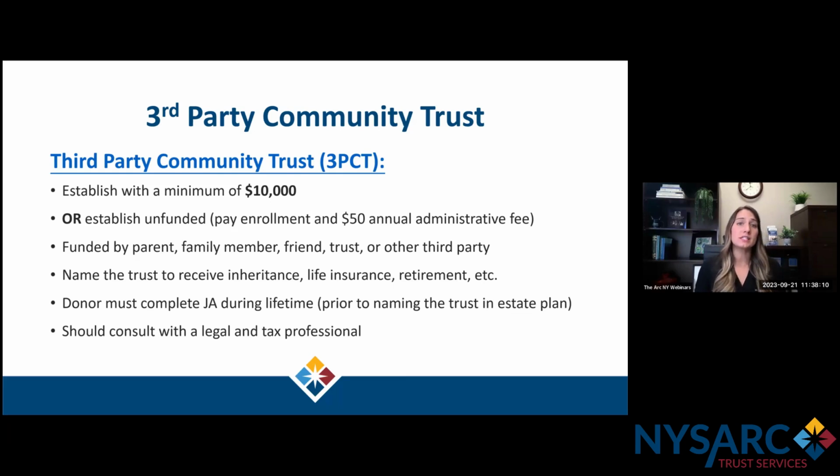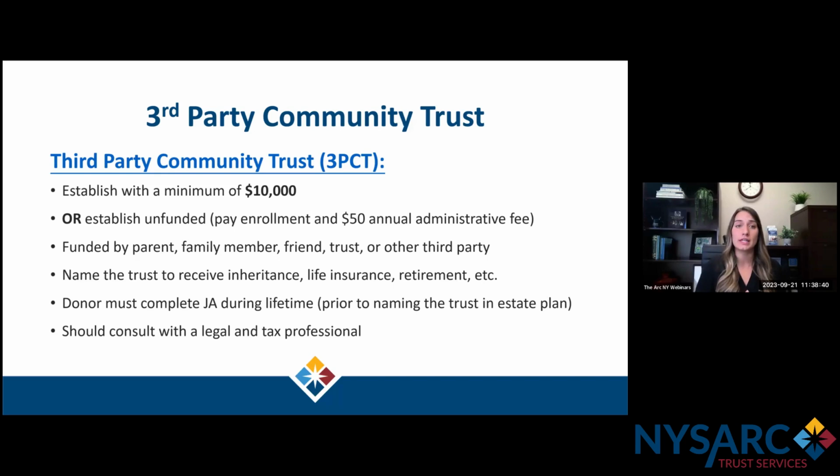And one of the great benefits to this program as well is that you don't have to fund it today with $10,000. It can be set up because there is a joinder agreement that needs to be executed in order to establish the account. And you don't need to fund it. You can name it in your will and estate planning documents, and it can be funded upon your death. You just simply need to pay an enrollment fee to join the program and $50 a year to maintain that account until the time that the account is funded.